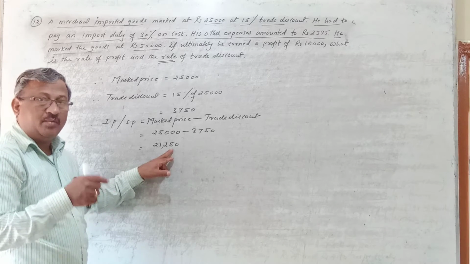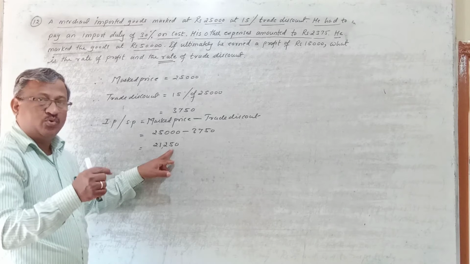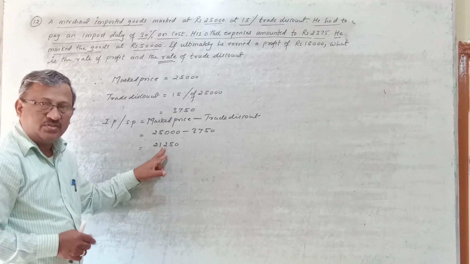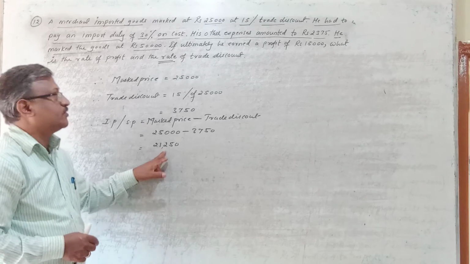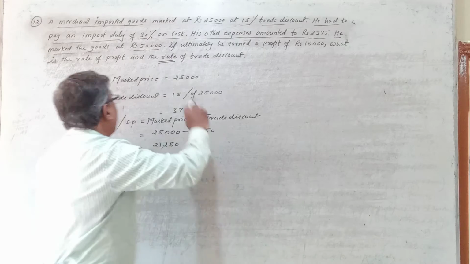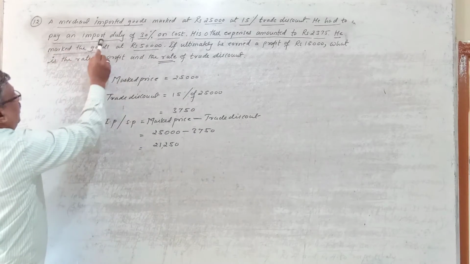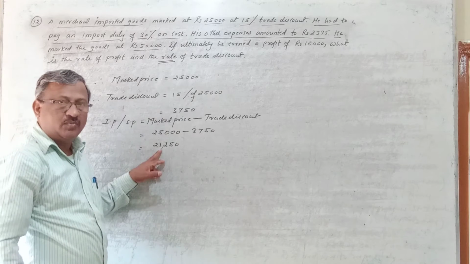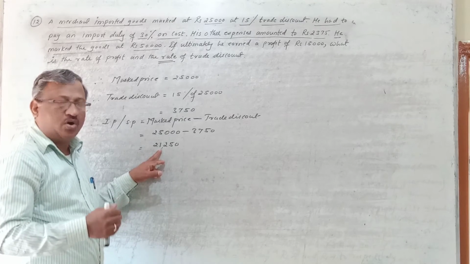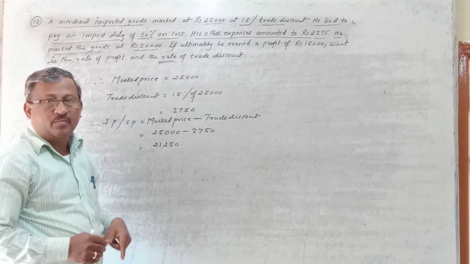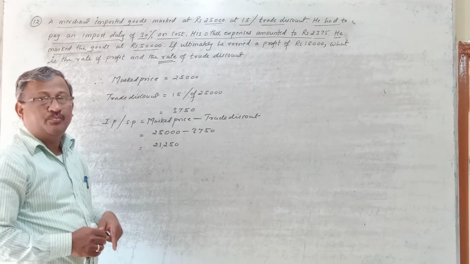Now who is buying? Importer. So the selling price of the exporter becomes the cost price to the importer. Means importer's cost price is 21,250 rupees. Now next what they have said? He had to pay an import duty of 30% of cost. Now this is the importer's cost. So on this cost, he will have to pay 30% tax to the government. That is called the import duty, import tax.